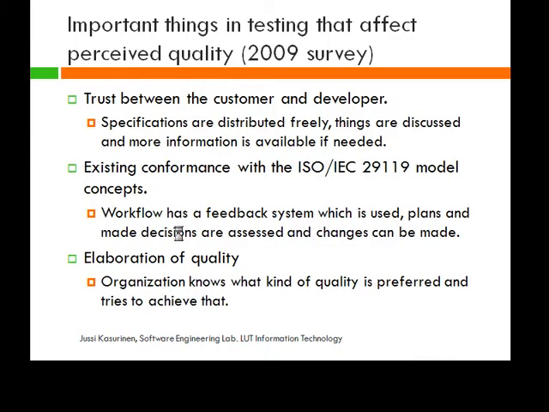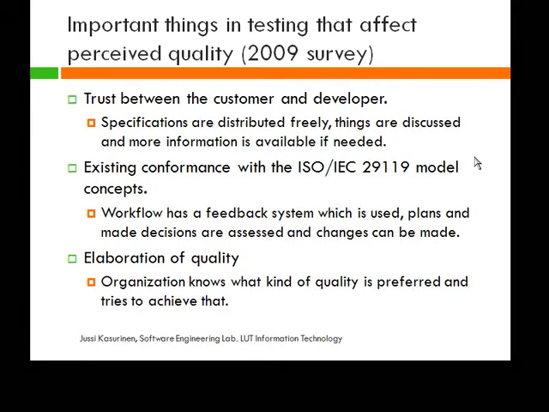Okay, so what were the things that, based on the survey, affected the perceived quality of the software? So what are the things in testing work that make the quality better? There were three things which had statistical relevance in the results. First of all, it's the trust between the customer and developer. That was a really important thing for organizations.